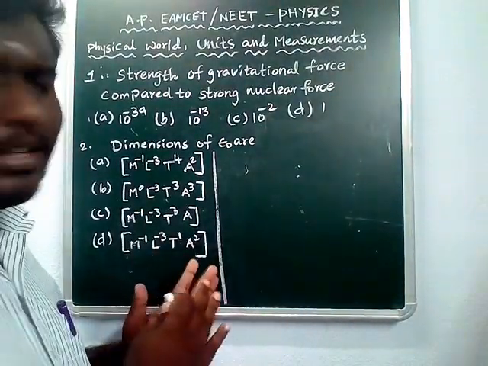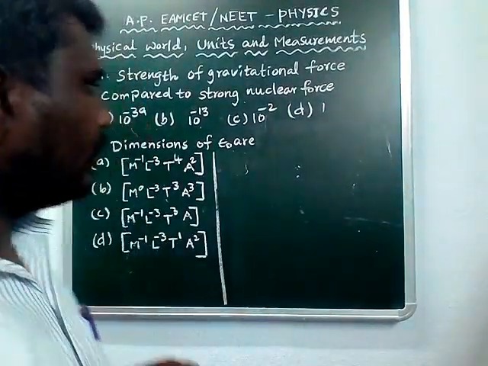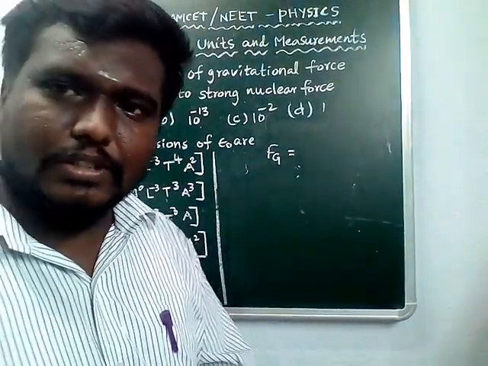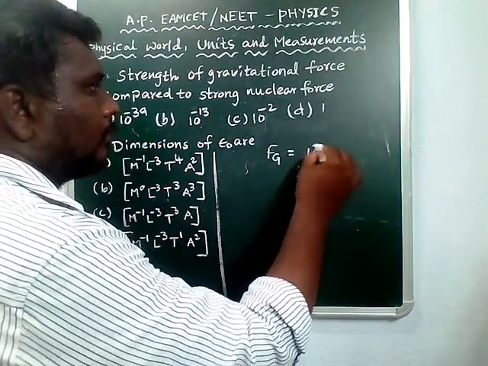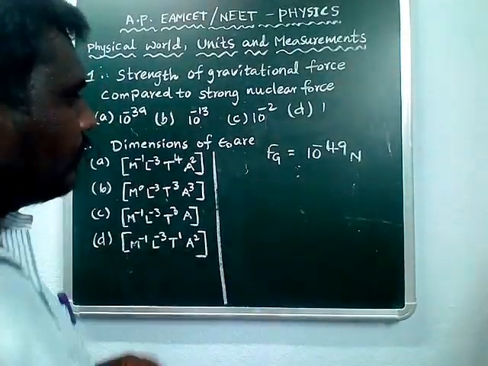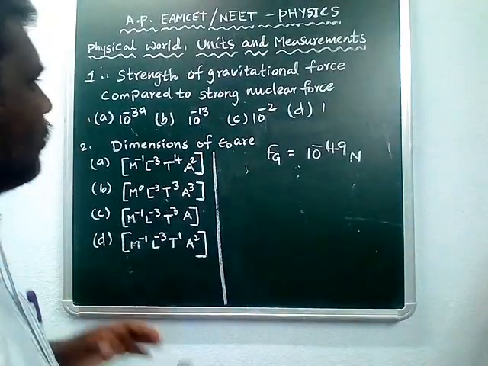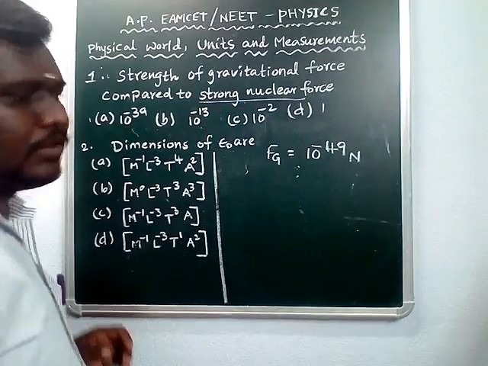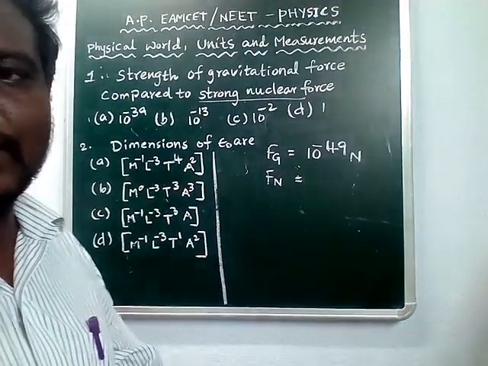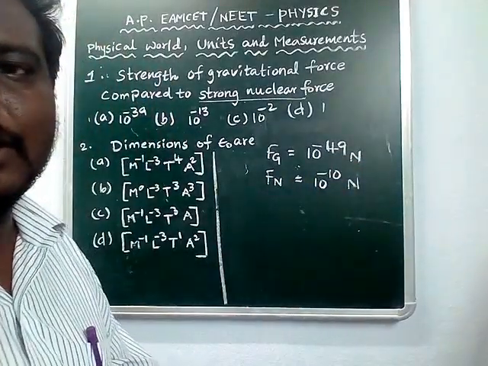To compare the gravitational force with the strong nuclear force, first, the gravitational force is Fg. You can take the gravitational force in the order of 10 power minus 49 Newton. Another force is the strong nuclear force, which is in the order of 10 power minus 10 Newton.